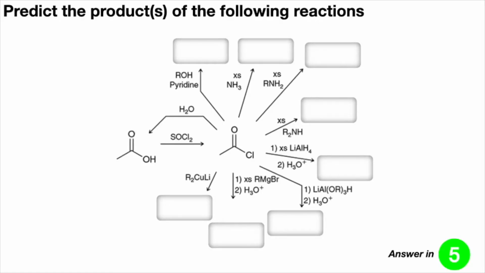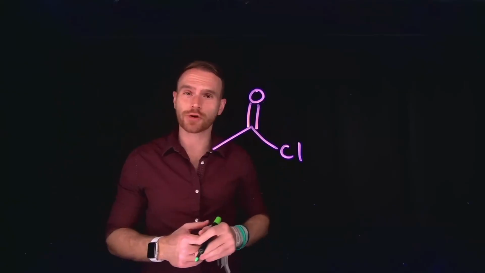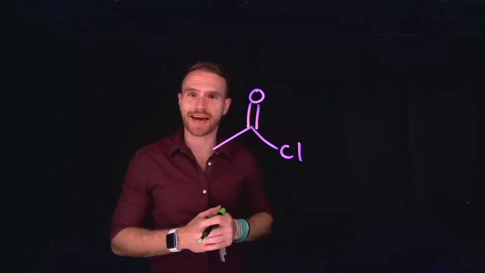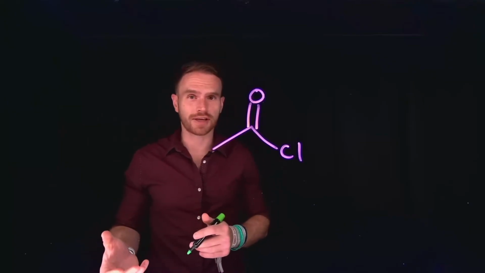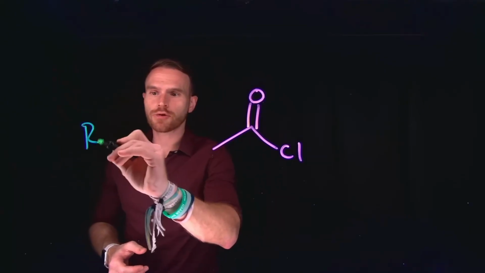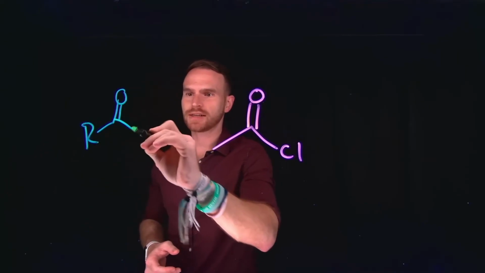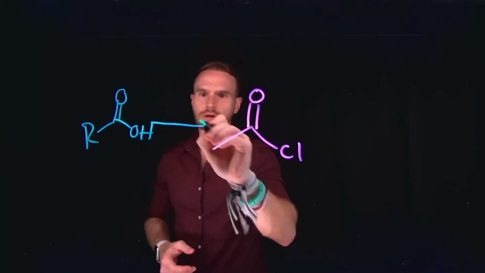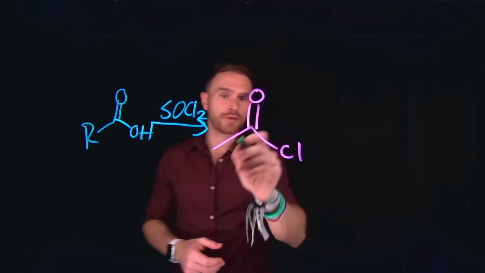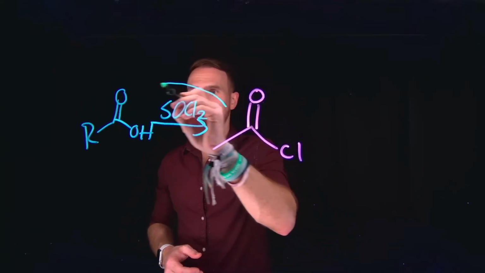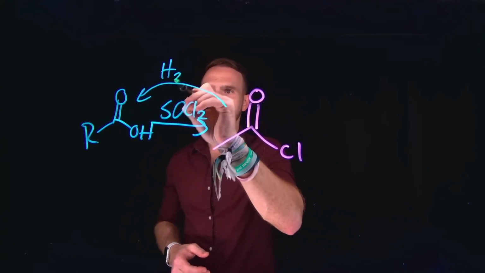Now let's talk about the preparation and reactions of acid chlorides. Pause the video, try these problems independently, then resume the video to check your answers. Acid chlorides are going to be the most reactive carboxylic acid derivative. In fact, they can be turned into all of the other carboxylic acid derivatives. So we just learned about how to turn a carboxylic acid into an acid chloride using thionyl chloride, and we can actually turn the acid chloride into a carboxylic acid simply by the addition of water.